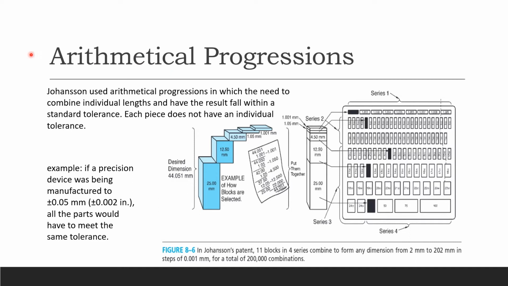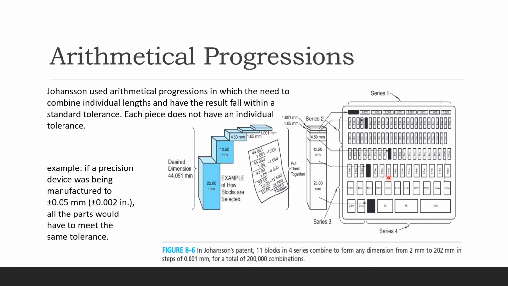Arithmetical progressions. I think some of you have already learned that in K to 12, especially in high school. So we use arithmetical progressions, in which we need to combine the individual lengths and have the result fall within a standard tolerance. So each piece does not have an individual tolerance at all. So what does it mean? For example, if a precision device is being measured to plus or minus 0.05 millimeter, plus or minus 0.002 inch, that's your tolerance zone. So all the parts will have to meet the same tolerance. Each part does not have an individual tolerance. Okay, we use the combined one.